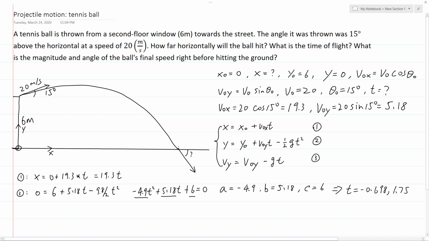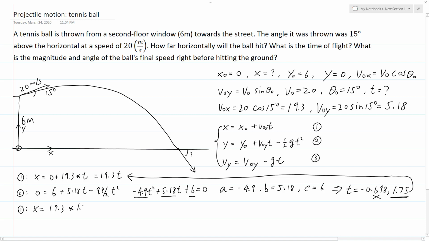Because we're expecting the landing to happen after the launching, we're expecting a positive time when the ball lands. So we'll discard this negative quantity, and we'll have the positive quantity remaining. So this is the t, and that's from equation 2. If I plug it back into equation 1, I can find the horizontal distance. So let's do that. The horizontal distance from equation 1: x is equal to 19.3 times 1.75.